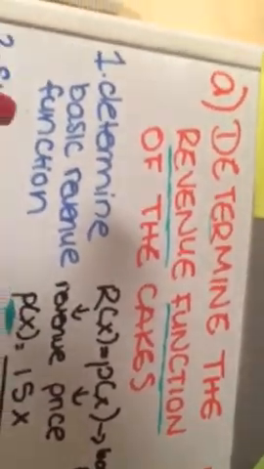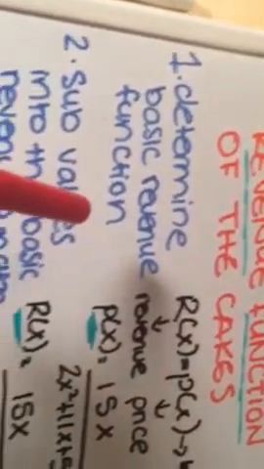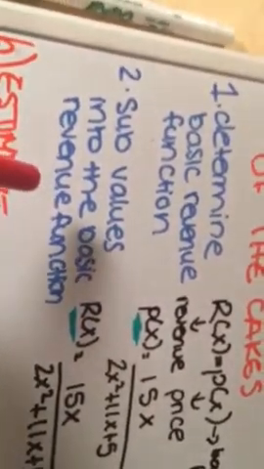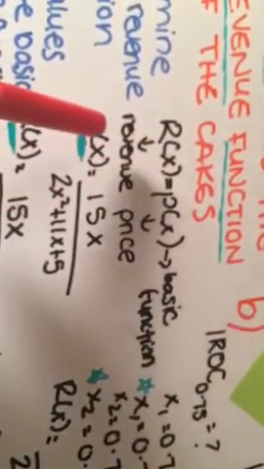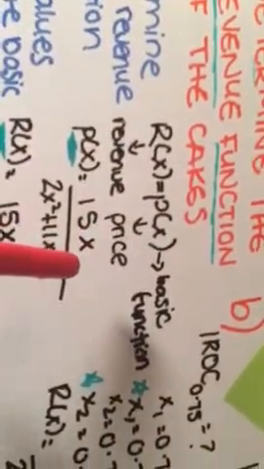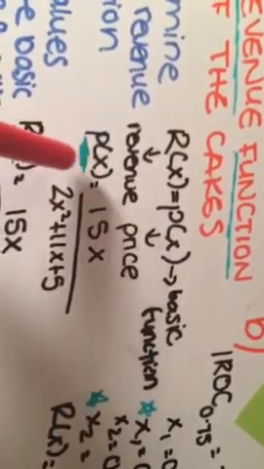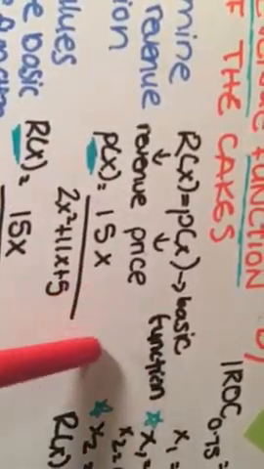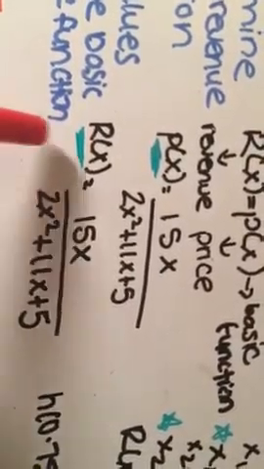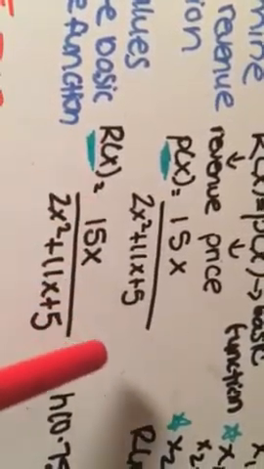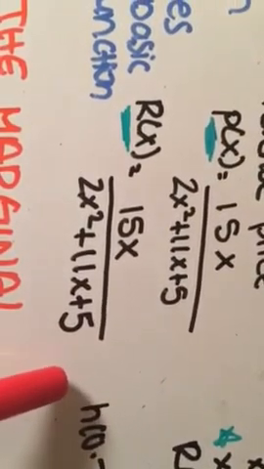So, as said before, for part A, we're looking for a revenue function. How we're going to solve this is we're going to first determine the basic revenue function, and then we're going to sub our values into that function. Over here we have r of x equals x times p of x. So r of x stands for your revenue, p of x stands for your price. As you guys remember, p of x equals this function right here. This was taken straight from our question. And since we're looking for our revenue, we're going to multiply by x. Therefore, the answer to this question is r of x equals 15x over 2x squared plus 11x plus 5.